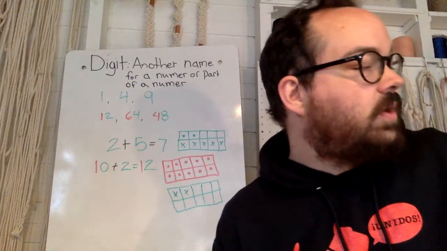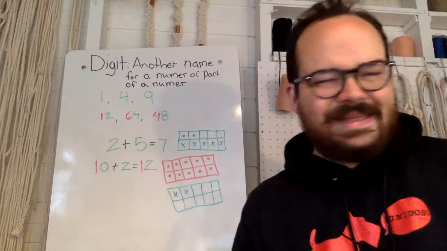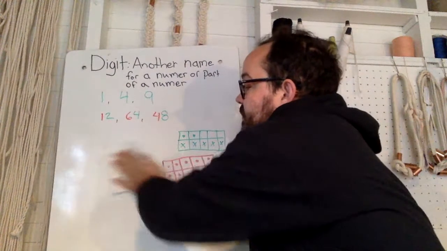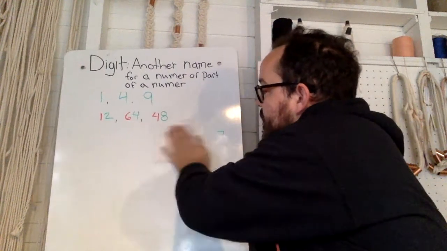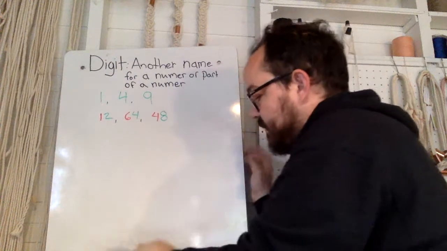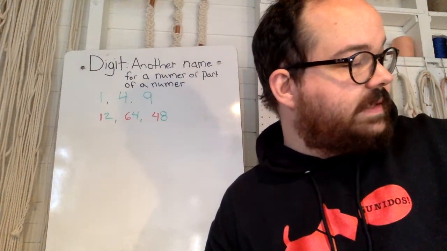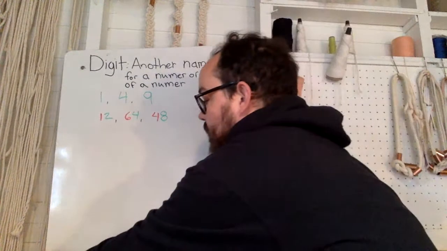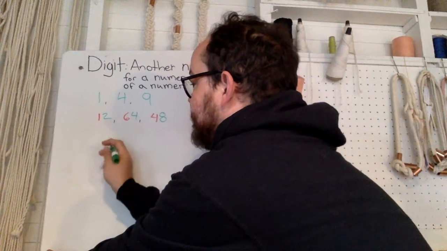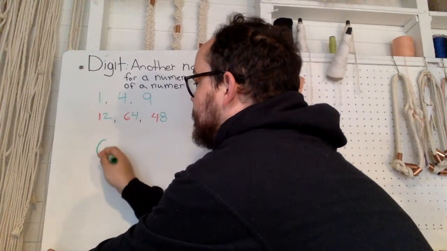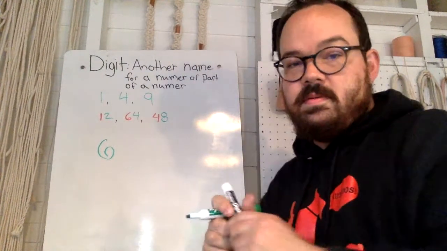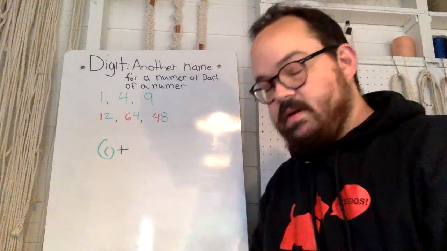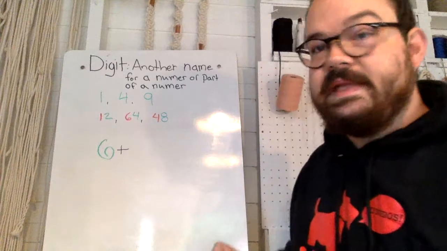Now, when we do addition, sometimes we have a number that changes a little bit. So if I were to write 6, this is going to be a little weird for me because I'm writing right-handed from a strange position. So if I've got 6 plus, what number should I do? Let's do 5.